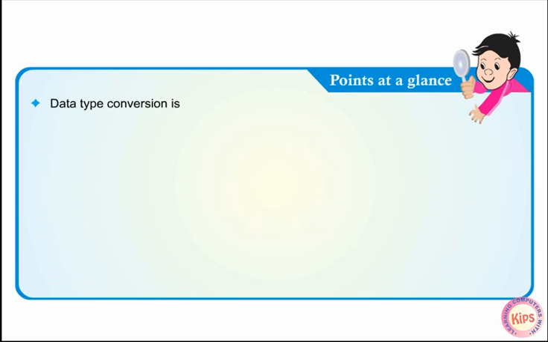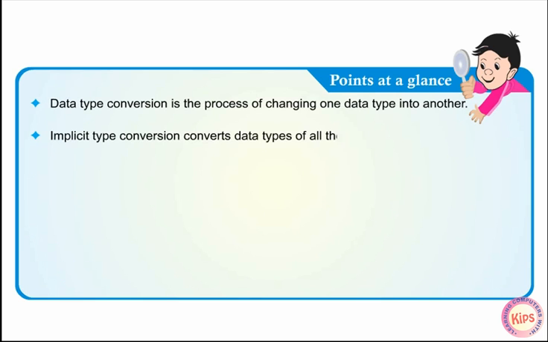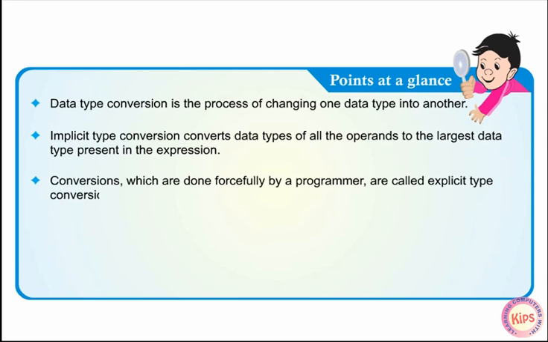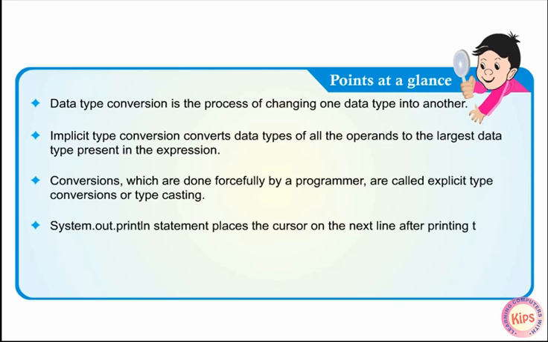Data type conversion is the process of changing one data type into another. Implicit type conversion converts data types of all operands to the largest data types present in the expression. Conversions which are done forcefully by a programmer are called explicit type conversions or typecasting. System.out.println statement places the cursor on the next line after printing the text. System.out.print statement keeps the cursor on the same line.